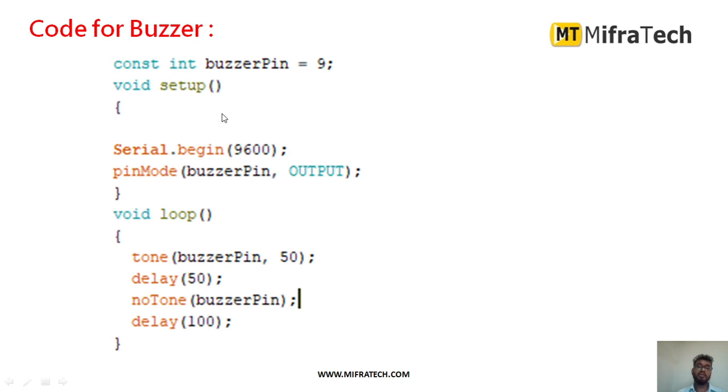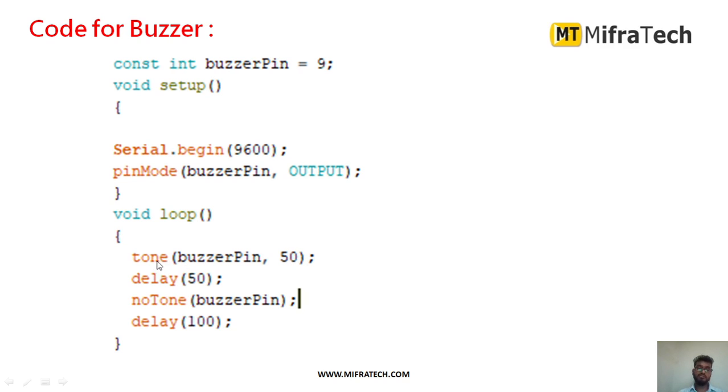After that we have to do the setup. So for the buzzer, as you can see, pin mode we have to define. So buzzer is the output, so I am using pin mode of buzzer pin as output, and I have set the Serial.begin as baud rate 9600. After that we'll write the code in the loop here, so it has to execute continuously. So as you can see, tone of buzzer pin comma 50.